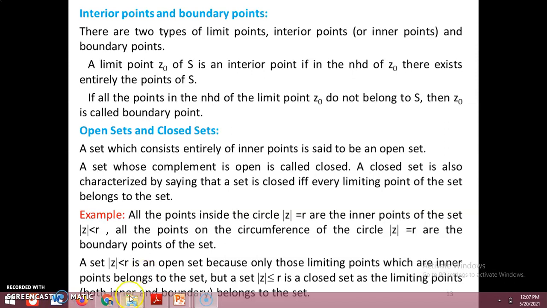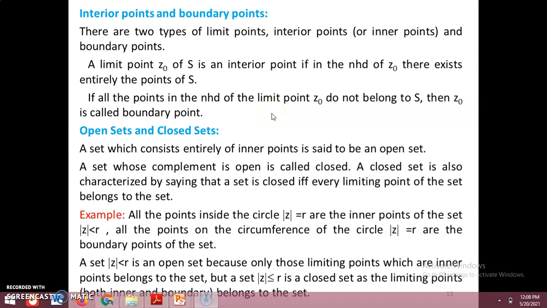A limit point Z0 of S, which is a collection of the points in the closed domain, is an interior point if in the neighborhood of Z0 there exist entirely the points of S. That means the points which lie inside the neighborhood of Z0, within that closed curve, we call a limit point. And if all the points in the neighborhood of limit point Z0 do not belong to S, then Z0 is called the boundary point.